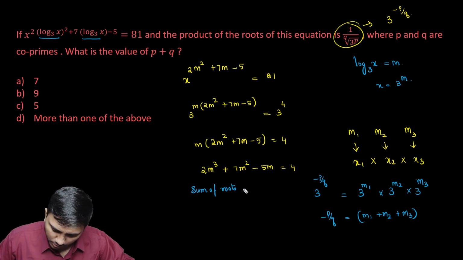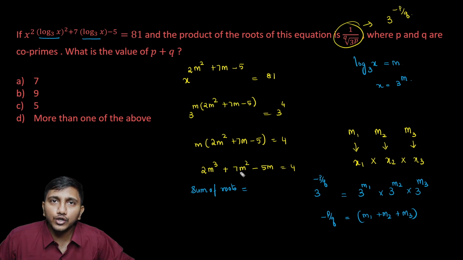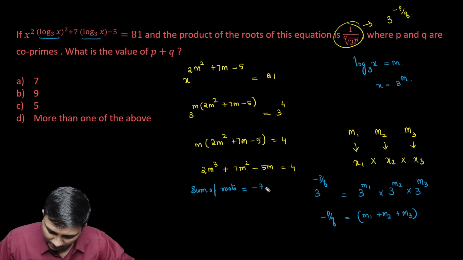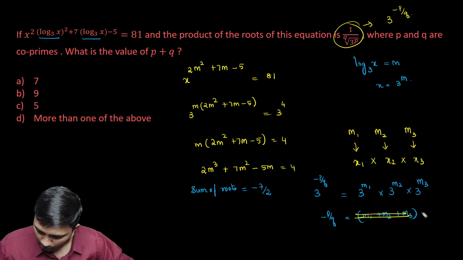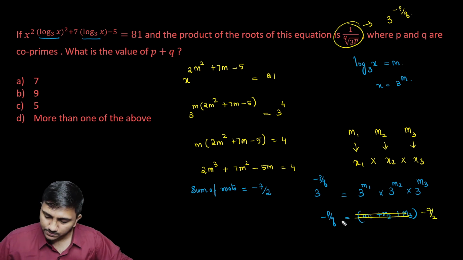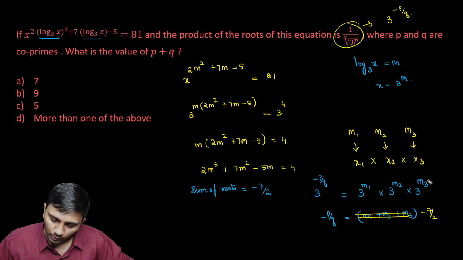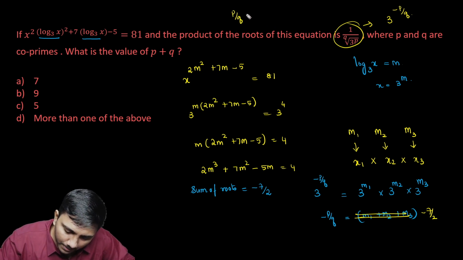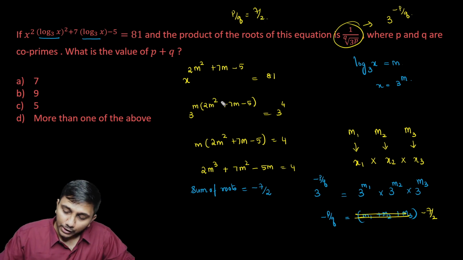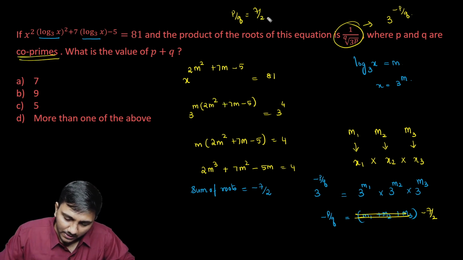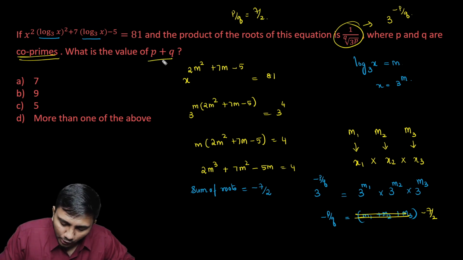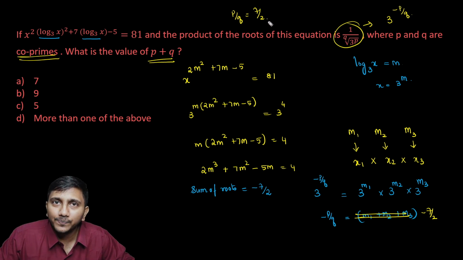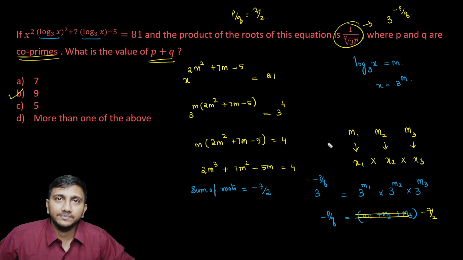Sum of roots will be the negative of the coefficient of m square in this case, which is minus 7, by the coefficient of m cube, which is 2. So this is equal to minus 7 by 2. Minus p by q is minus 7 by 2. So I can conclude that p by q is 7 by 2. Because we have been given that p and q are co-primes, we can directly say p's value is going to be 7, q's value is going to be 2. We are supposed to find out p plus q, that is 7 plus 2. The answer for this question is 9.